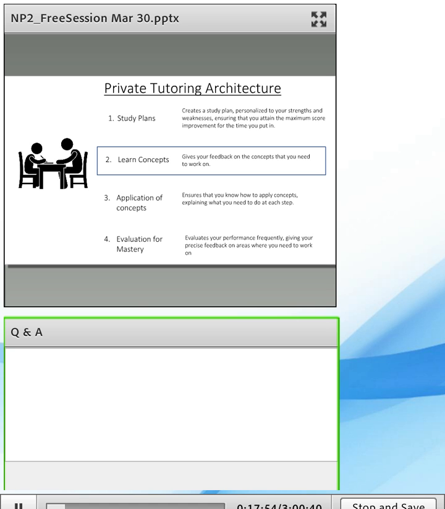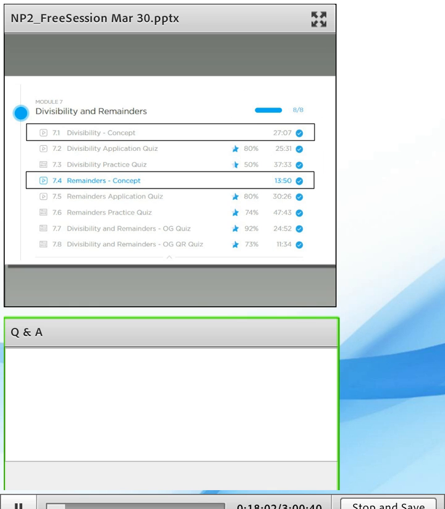Let's talk about learning concepts. A good private tutor teaches you concepts and gives you feedback on the areas that you still need to work on. The e-GMAT course architecture is built just like that. This is our divisibility and remainders module. This is one of the 11 modules in our number properties course. What you really see is that you have specific concepts that teach you the things that you need to know in divisibility and remainders. And these concepts are really audio-visual in nature.